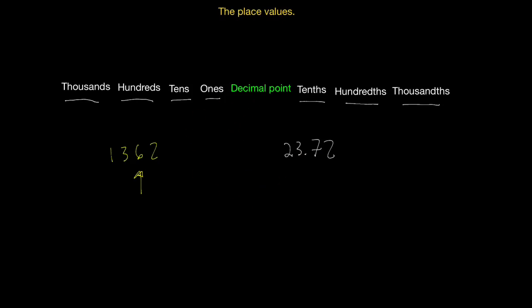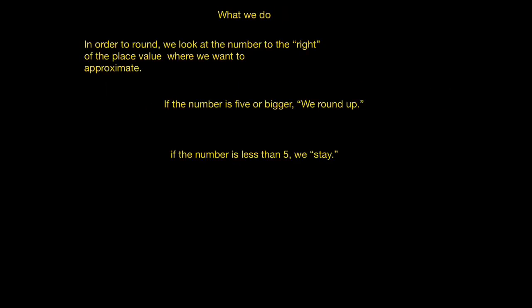That being said, let's remember that the value after the decimal point is the tenths, then comes the hundredths, then the thousandths, and we're going to learn how to approximate these values. So let's take a look at what we need to do whenever we want to approximate a decimal. In order to round, we look at the number to the right of the place value where we want to approximate. If the number is 5 or bigger, we round up. If the number is less than 5, we stay. So what exactly does this mean? Well, let's unpackage this with the upcoming example.